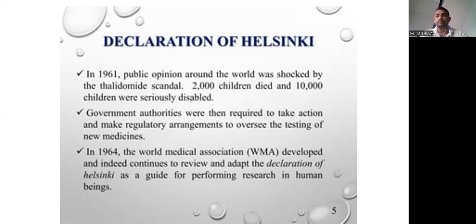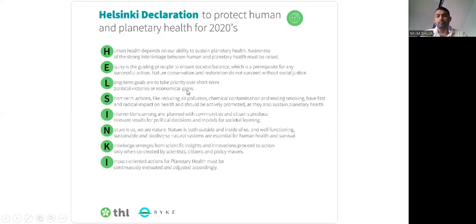Then around 10,000 children were seriously disabled and 2,000 died. These are large numbers. So the authorities decided to create very strictly followed codes, a proper way to do a clinical trial. That is called the Helsinki Declaration. Go through this.